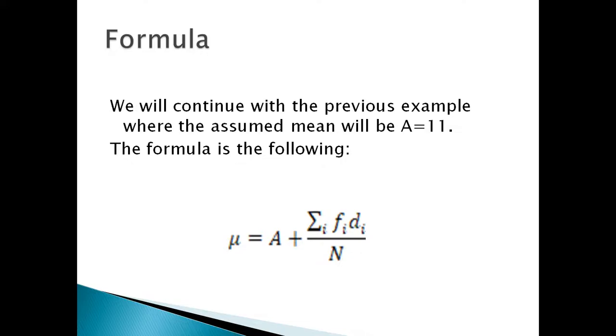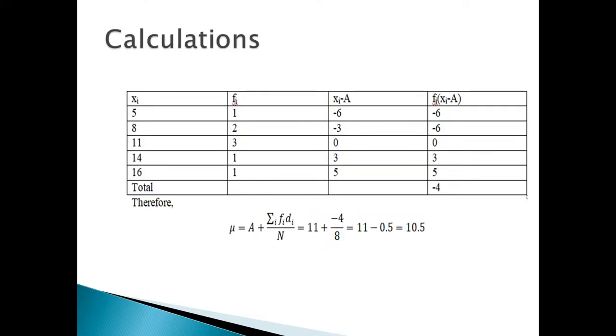We will continue by using the previous example, where the assumed mean A is 11. For the assumed mean, the formula is: you take A, the assumed number, plus the summation of fi di, where di is the deviation, divided by n, the number of observations. This is the table, which looks like this.